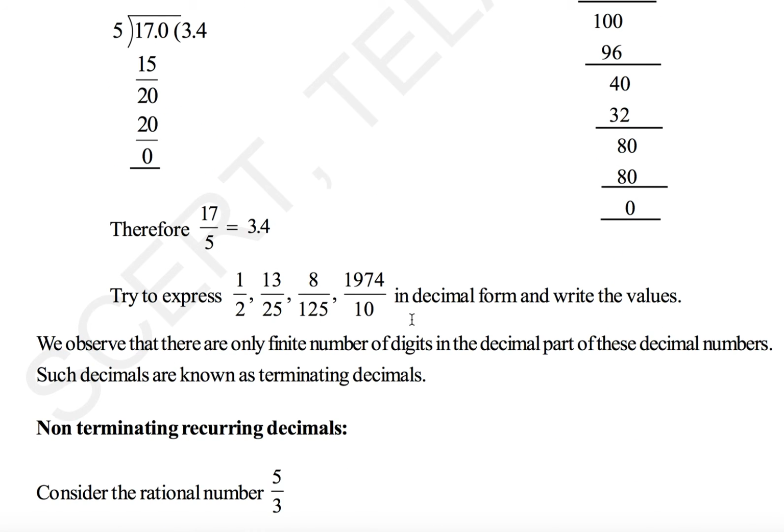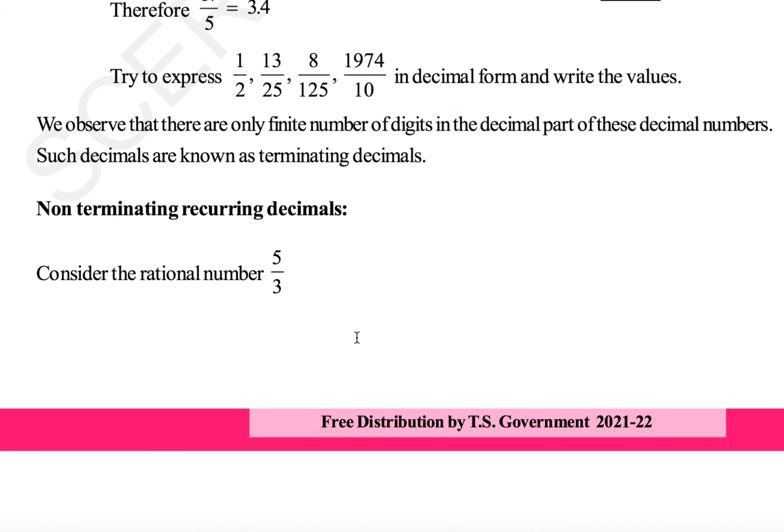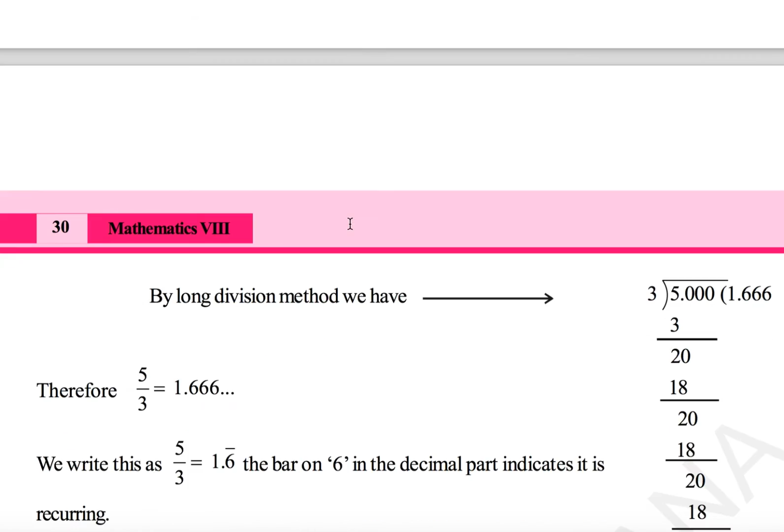Similarly, 17 by 5. Try to express these in decimal form and write the values. This is 0.5. What about this? Multiply with 4 in both numerator and denominator. This is 0.52. What about this? 0.064. This is 197.4. What we observe is that there are only a finite number of digits in the decimal part. Such decimals are known as terminating decimals.